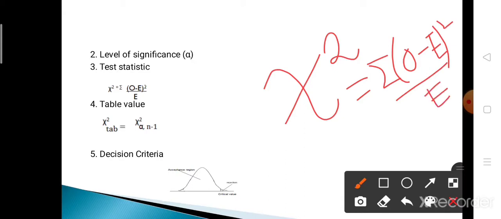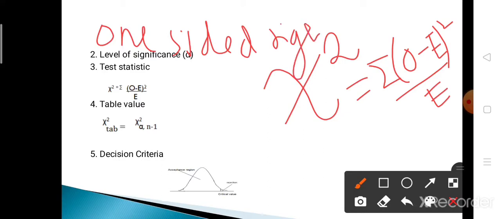Now the fourth step is the table value, that is the critical value. The chi-square test is always a one-sided right test. So see the table value for alpha only, because the test is one-sided right, and here the degrees of freedom. If there are n observations, then the degrees of freedom is n minus 1 for the chi-square test. And the last step is the decision criteria.